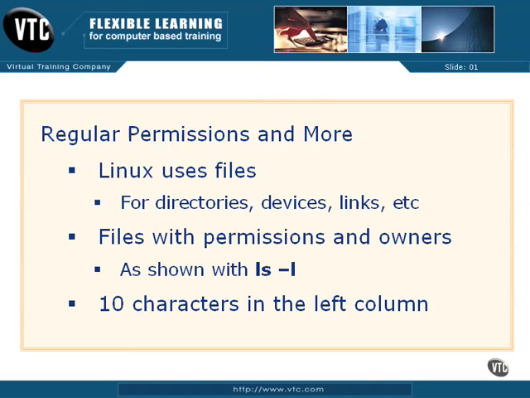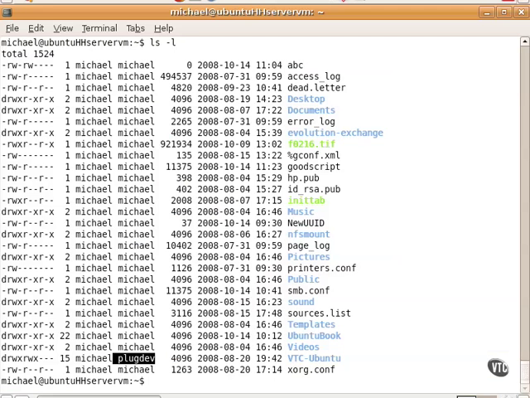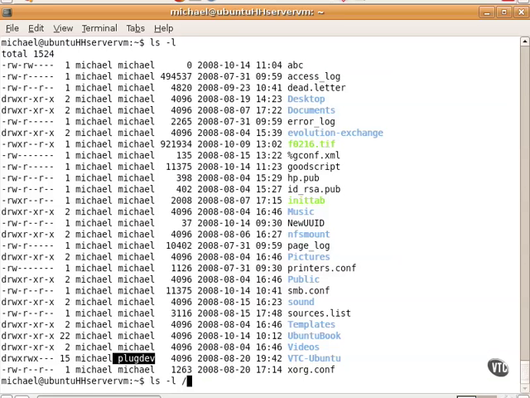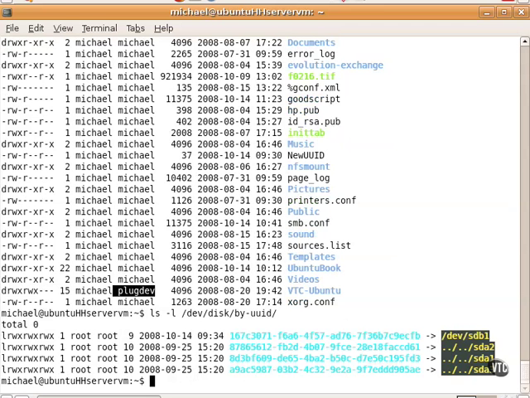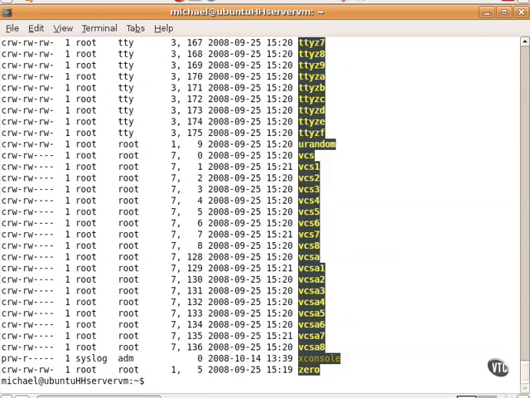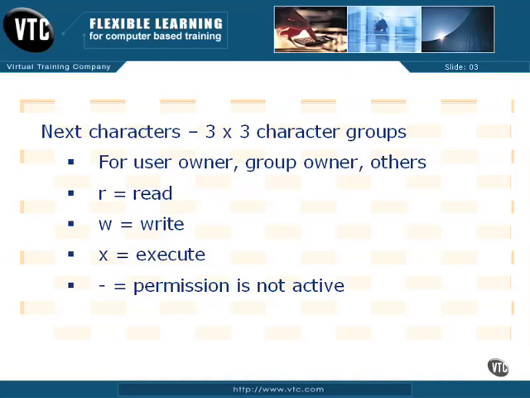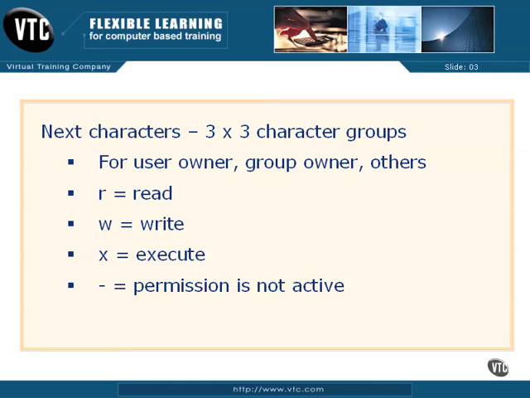Now let's go into more detail on the 10 characters in the left column, which is split into 4 categories. The first position in that column determines the file type. If it's a dash, it's a regular file. If it's a D, it's a directory. If it's an L, an example is shown here, that's an L, it's a link to the file shown on the right side of the right-hand arrow. If it's a B or a C, it's a block device or a console device, and those are typically found in the dev directory.